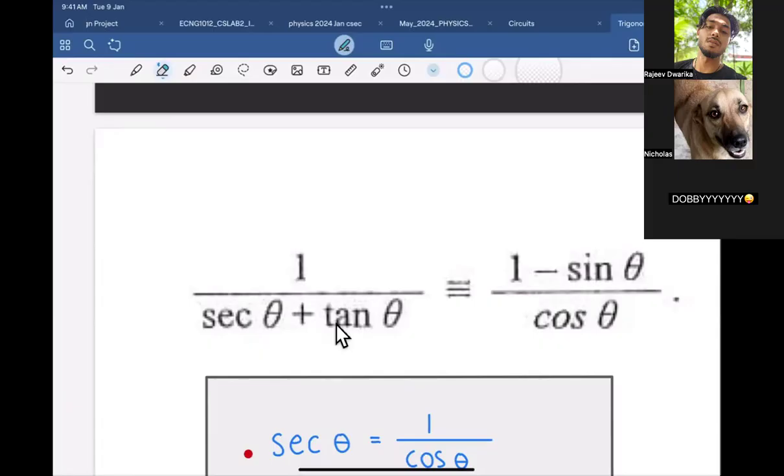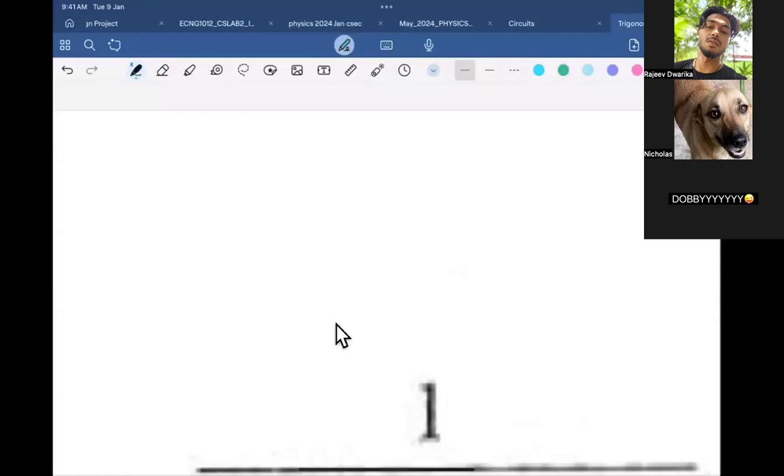Why though? Because sine theta and cos theta are the elementary trigonometric functions, meaning that you could represent all other trigonometric functions using sine and cos. Let me give you an example. If I want to write tan theta, tan theta is actually just sine theta over cos theta. Tan theta is not something new. It's just a combination of sine theta and cos theta.